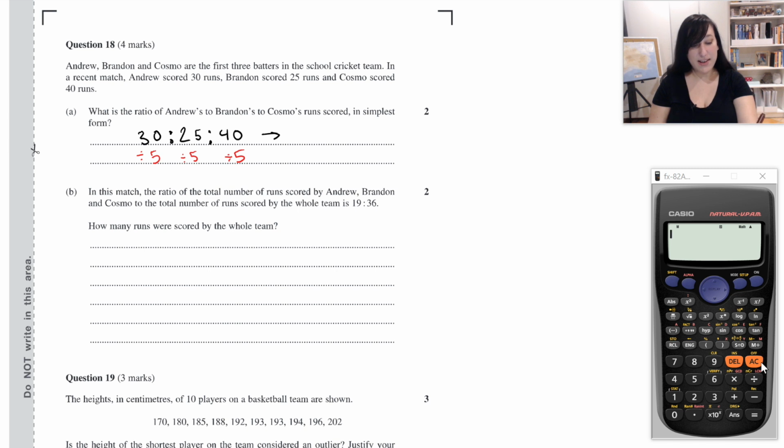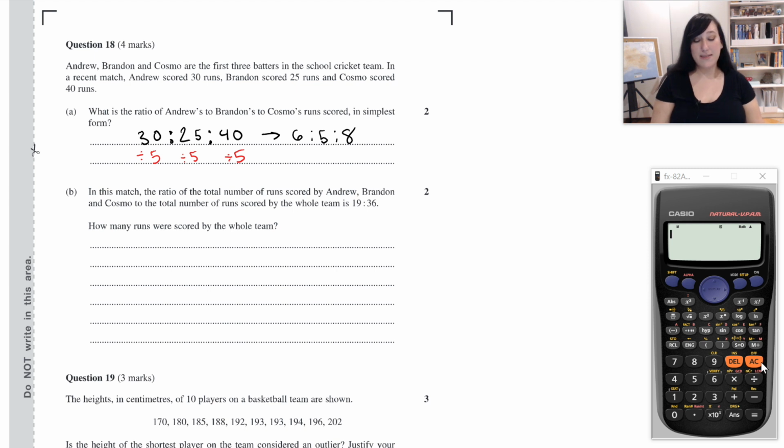30 divided by 5 is 6. 25 divided by 5 is 5. 40 divided by 5 is 8. And we should double check if it's possible to simplify any further, but 6, 5, and 8 don't have any common divisors other than 1. So there's no further simplifying to do. So that's our answer, 6 to 5 to 8.